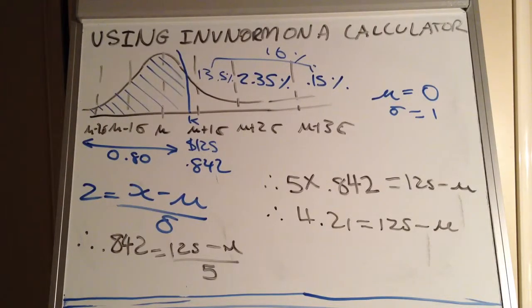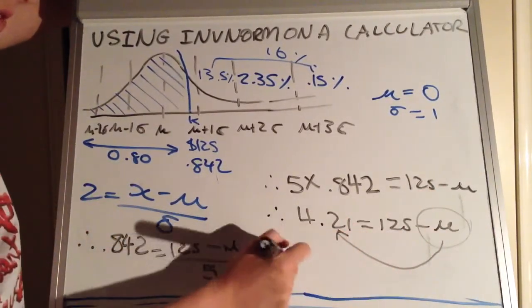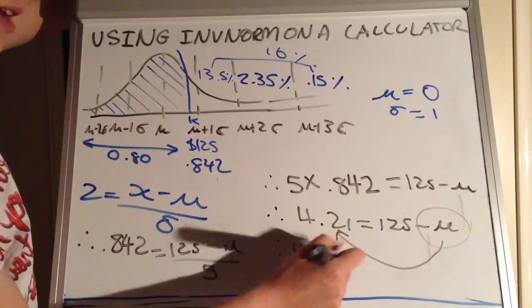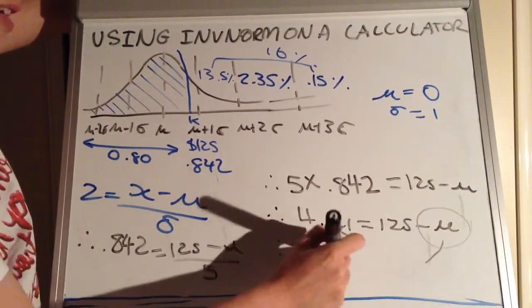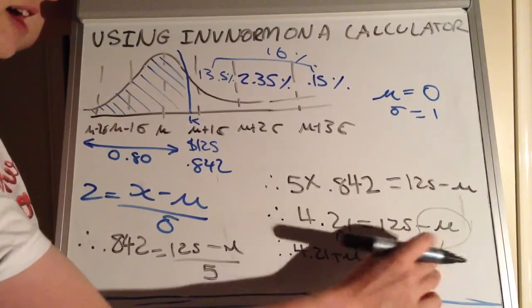A bit later on in this video, there'll be some simultaneous equations to look at, and you'll need to find both mu and sigma at the same time. And not to worry about that. For the moment, we just move mu. Because it's negative there, we move it to the left-hand side where it's positive. So therefore, 4.21 plus mu is going to be equal to 125.